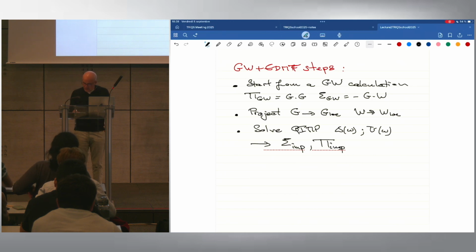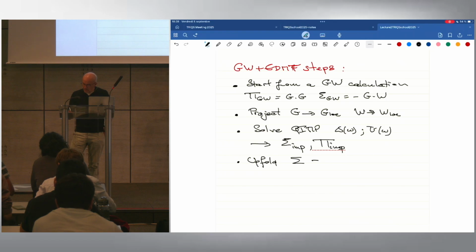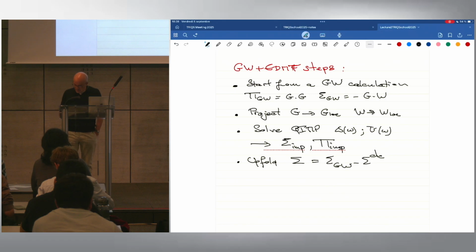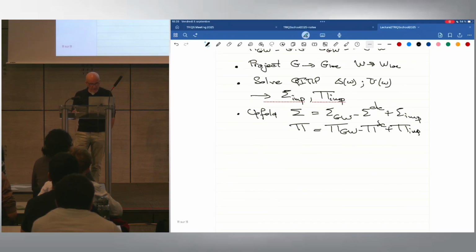Then what you do is you upfold sigma impurity and pi impurity to the whole solid, and you do sigma equal sigma GW minus the double counting term, which I'm not going to write again, but was minus G local W local plus sigma impurity, pi equal pi GW minus pi double counting plus pi impurity. Right? We're going to now plug this into the Dyson equation and project back.